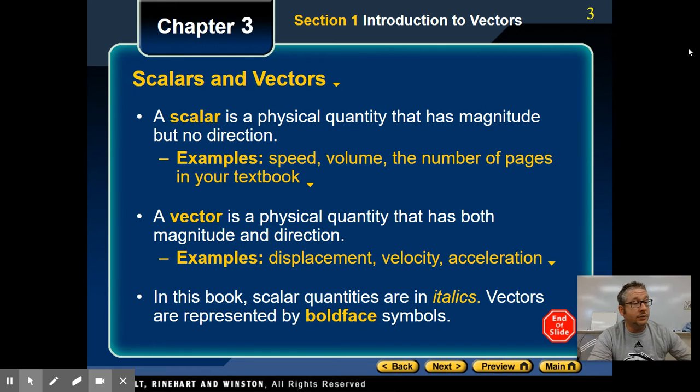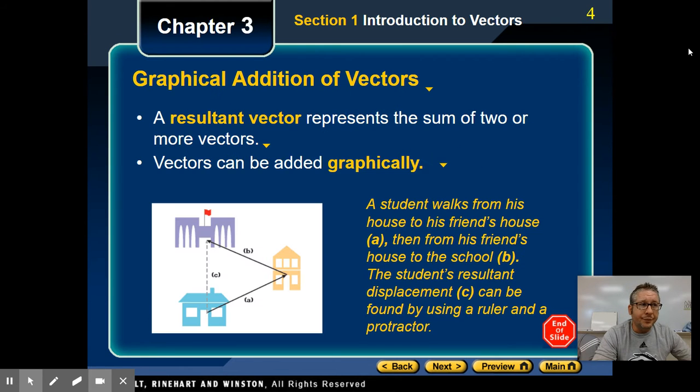Okay, so in your book and in our notes, you're going to notice that scalar quantities are going to be in italics and vectors will be bold-faced. Okay, that way we can differentiate between what we're looking at.